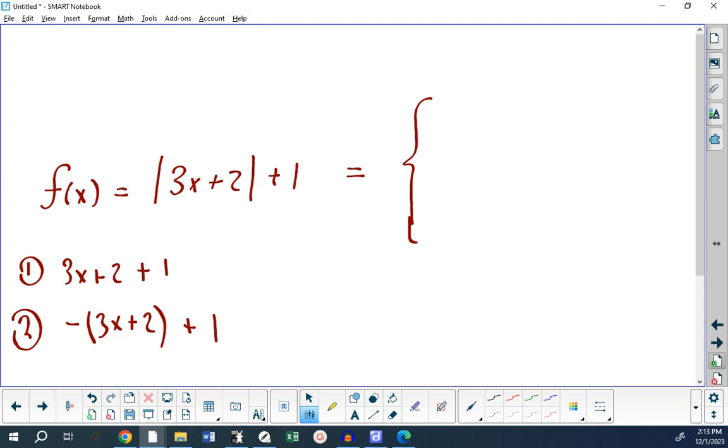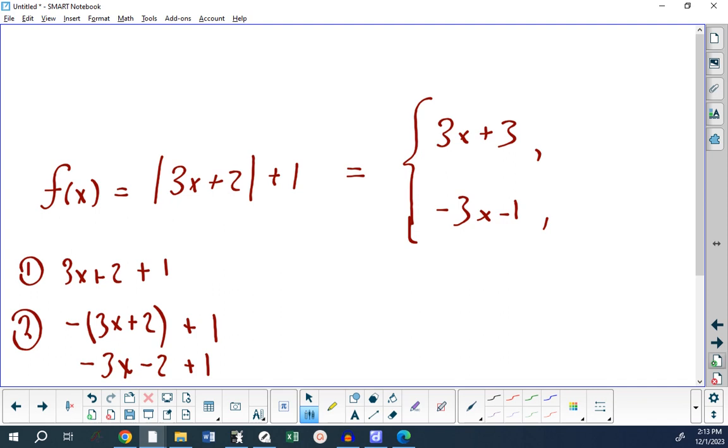So the difference here is this is not an equation. You're not rearranging this for anything. You're just saying that that's what y is equal to. F of x equals 3x plus 3. F of x equals negative 3x minus 1. And then you have to put your domain in there.